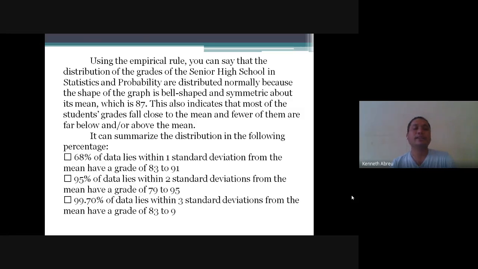It can summarize the distribution with the following percentages. So 68% of the data lies within one standard deviation from the mean, with a grade of 83 to 91. 95% lies within two standard deviations from the mean, with grades of 79 to 95. And then 99.7% lies within three standard deviations from the mean, with a grade of 83 to 99.